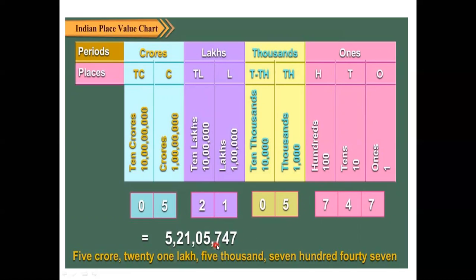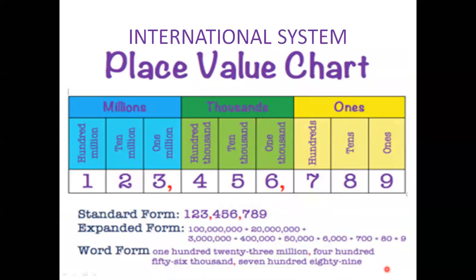So you can see an example for the Hindu-Arabic system. We have differentiated each and every period using a comma. How do we differentiate each and every period when we write a number? Using a comma. This is the number name for this: 5 crore 21 lakh 5,747.